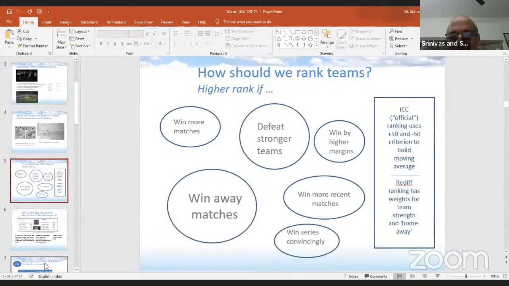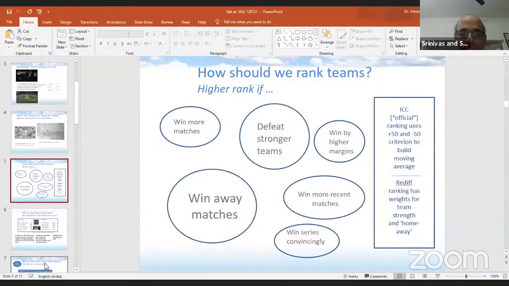I should not sneak through the series. I should win series convincingly. But most of all, I should win away matches. So if you see the bubbles that I've put together and now you're realizing that the bubbles are not all of the same size, well, there's a reason for that. In my judgment, the biggest bubble is the most prominent criterion for deciding how good a team is or how high the team's rank should be.